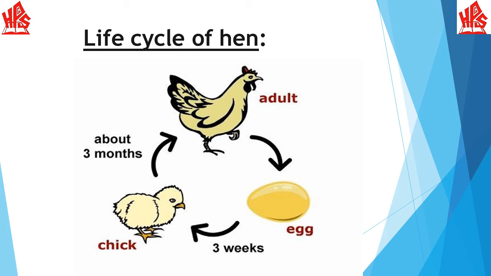Students, in this slide, you can see life cycle of hen. I would like to tell you that the life cycle of some vertebrates like birds, mammals, fish, and reptiles is very simple. It consists of three stages: before birth, young, and adult. You can clearly see in this diagram that hen has three stages in its life cycle: before birth, egg, young, chick, and adult hen.